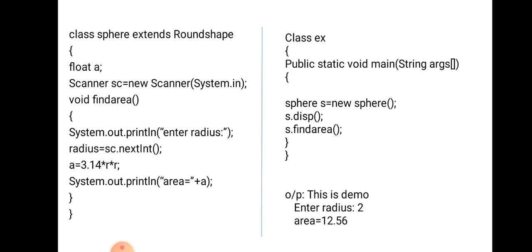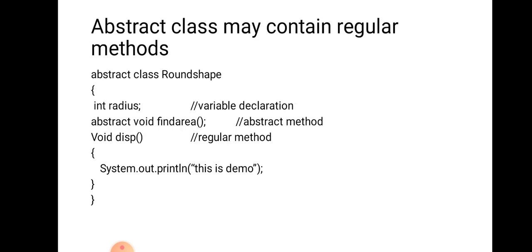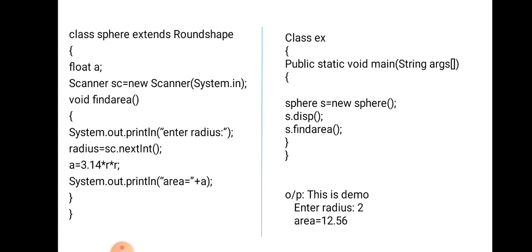So class Sphere extends RoundShape, and in that class I have declared one data variable, float a. Then I have created an object of the Scanner class and another method, findArea. Now the findArea method is already present in the base class with the abstract keyword, so that method is an abstract method. As I said, abstract methods are only declared in a base class and the definition is given in a derived class. So in the base class it is only declared, and in the derived class, that is in the Sphere class, it has been defined.